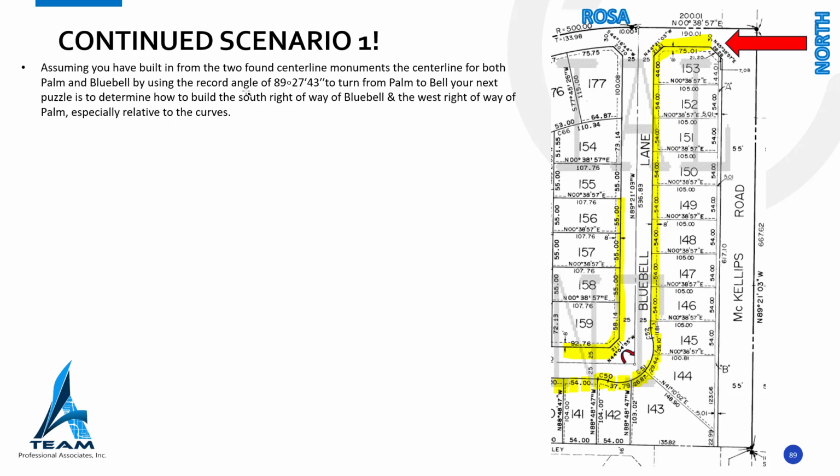Your next puzzle is to determine how to build the south right-of-way of Bluebell. South right-of-way, that's this yellow big long line. You're going to need the north right-of-way too, right? But this is a little bit easier. So how to build the south right-of-way of Bluebell and the west right-of-way of Palm. That's what we're getting down into. How are you going to do that? So study your options. What components are needed to get this task done, including the curves near lots 142 through 145? Here's 142 through 145. That's all curves in this area.